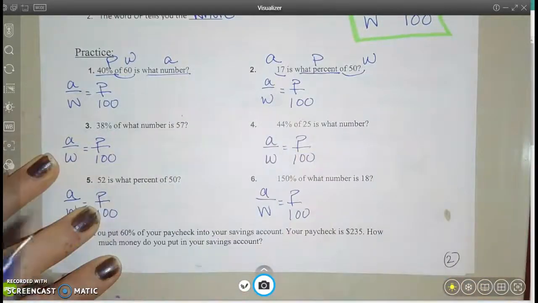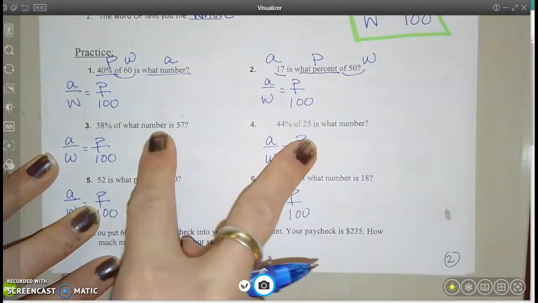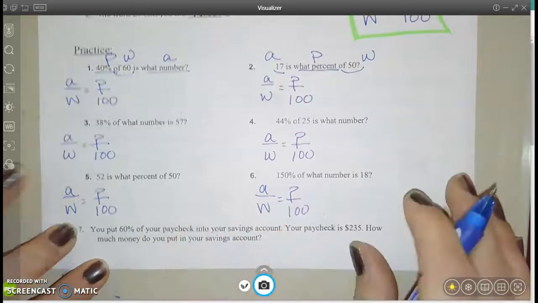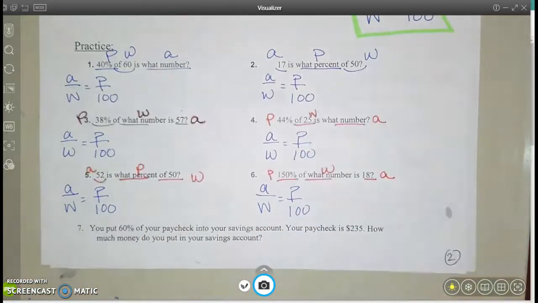I want you to pause again and finish reading through these 6 and label A and P and W. And then we'll check that. Take a minute to really check these and make sure you have the A and the P and the W labeled correctly. That's a huge part of being able to set up these questions. Pause if you need to go back and fix anything.